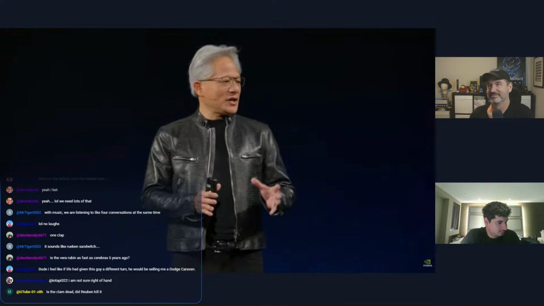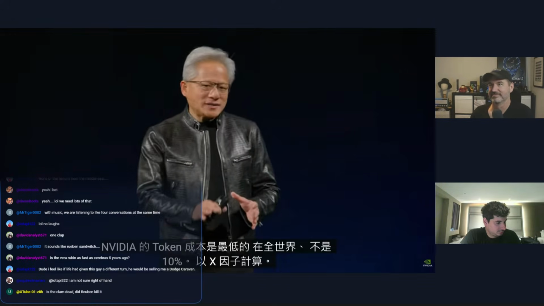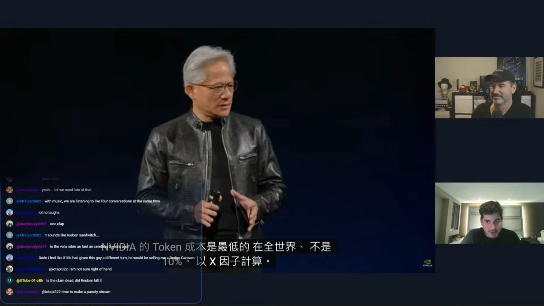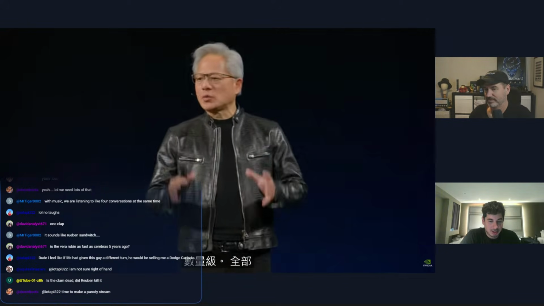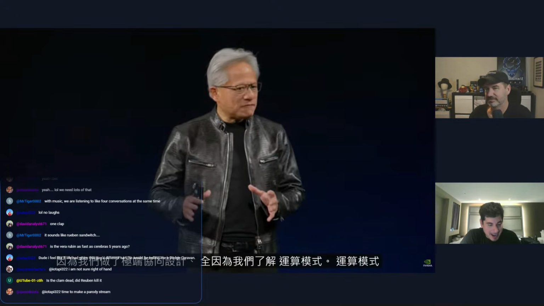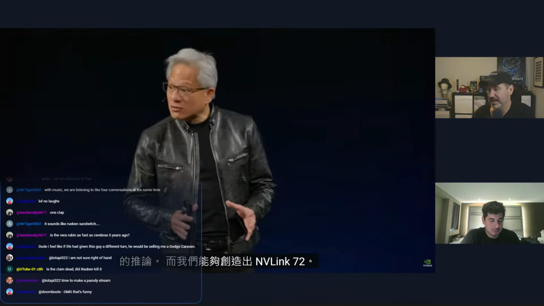Today, NVIDIA's token cost is the lowest in the world, not by 10%, by X factors, orders of magnitude. Is token cost compute or power? All because we did extreme co-design, because we understood the model, the computing pattern of inference, and we were able to create NVLink 72. It's the number of tokens per watt.